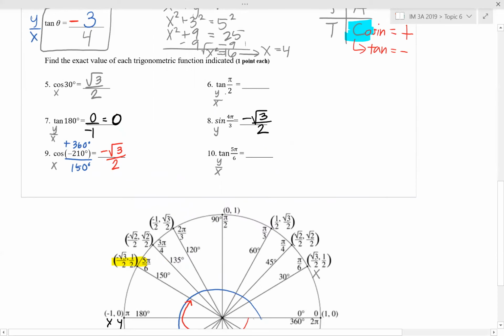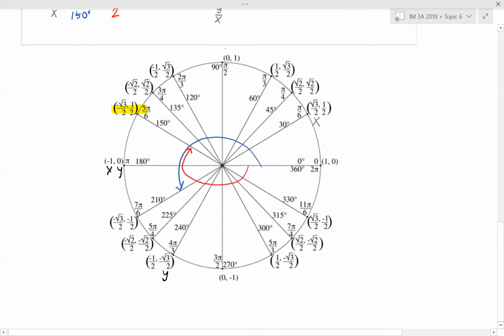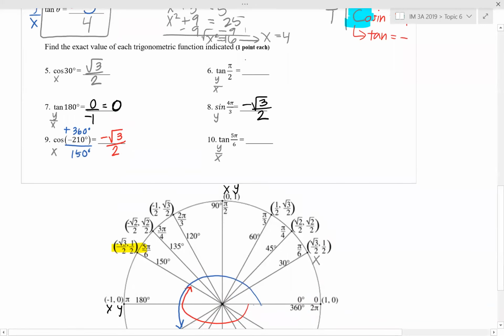Tangent of pi over 2, at pi over 2, x is 0, y is 1. So we're going to do 1 over 0. When I'm dividing by 0, that's when the value is undefined.